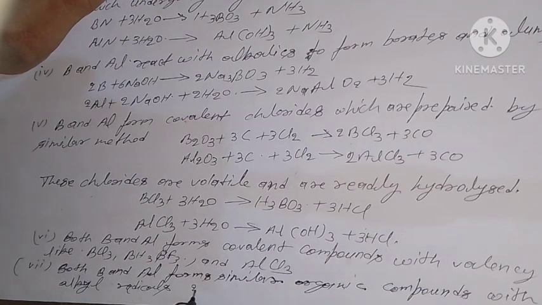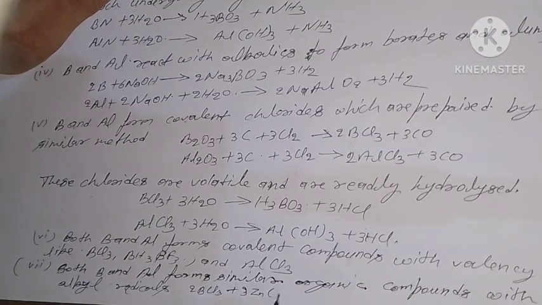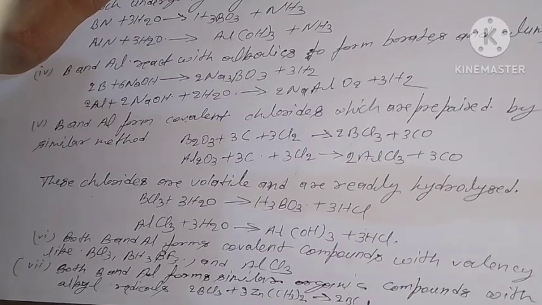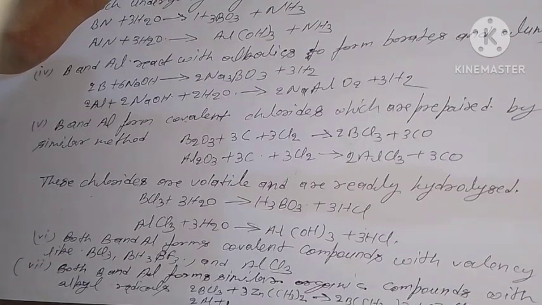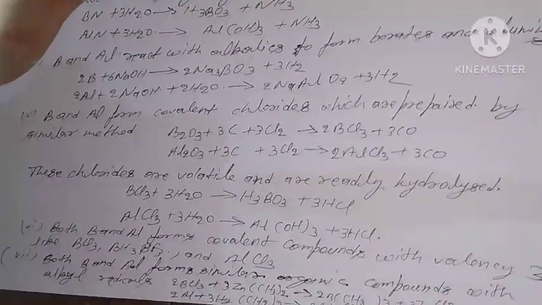Example: 2BCl3 plus 3Zn(CH3)2 gives 2B(CH3)3 plus 3ZnCl2, and 2Al plus 3Hg(CH3)2 gives 2Al(CH3)3 plus 3Hg.